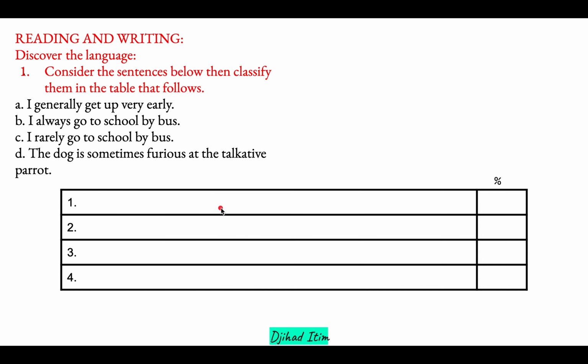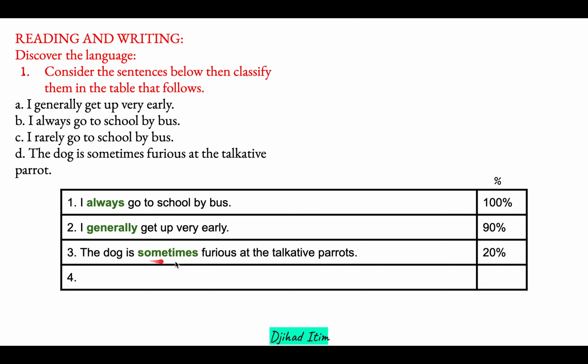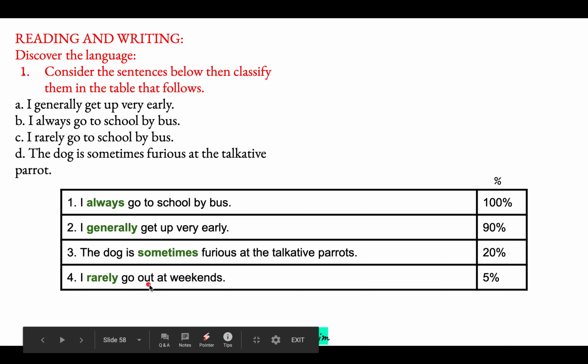Here is the table and we will classify them. First sentence. I always go to school by bus. It is something that I do every day. It is 100%. Second, I generally get up very early. 90%. Why? Because I do not do this every day, but generally. The dog is sometimes furious at the talkative parrot. 20%. Sometimes. Fourth, I rarely go out at weekends, 5%.